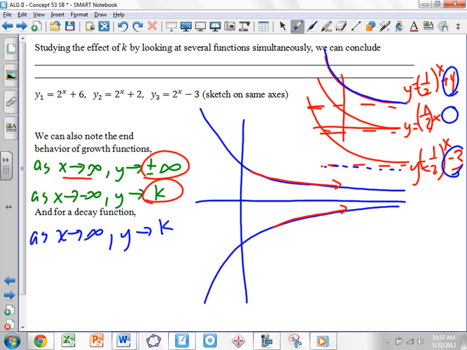What about when I go to the left, though? What's happening? That's where it's going to plus or minus infinity. So what can you say about the end behavior of decay versus growth?